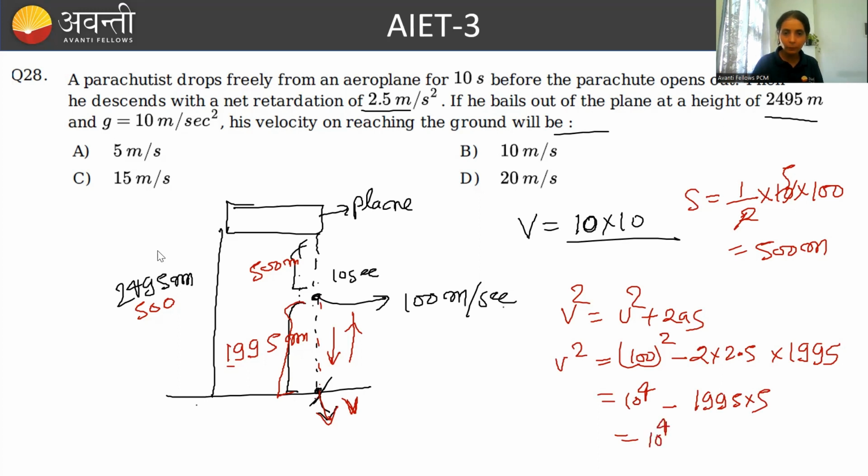So 10 to the power 4 minus 9975, you can subtract it very easily. This is 9975, and if you subtract it, you will get 25. Done. So velocity is equal to how much? Root under 25, that is 5 meter per second. So the correct answer should be what? It should be A. Okay.